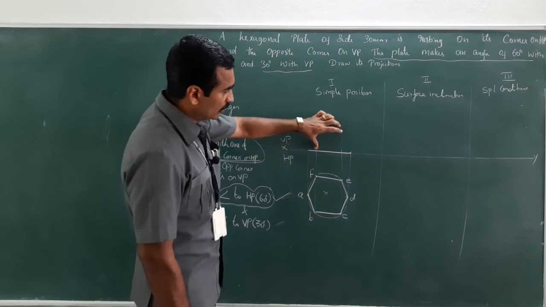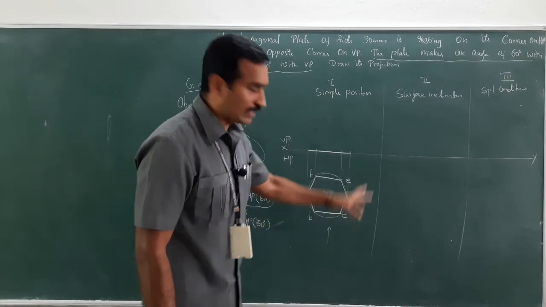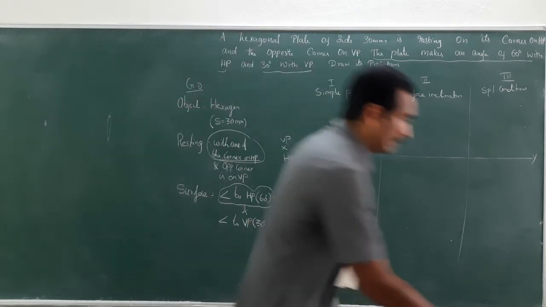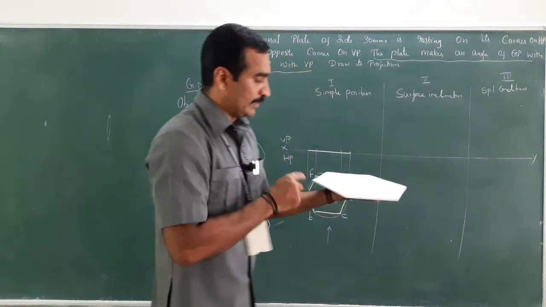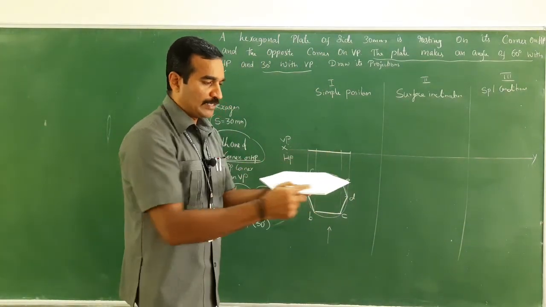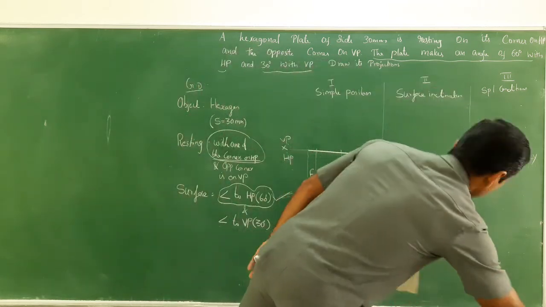So for the notation, you just look at from here. What are the corners that are visible? When you look at from here, A, B, C, D are visible, E and F are invisible. This is how it is, right? It is A, B, C, D, E, F. A, B, C, D are visible and E and F are invisible.